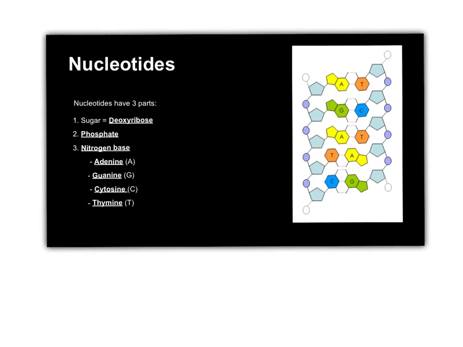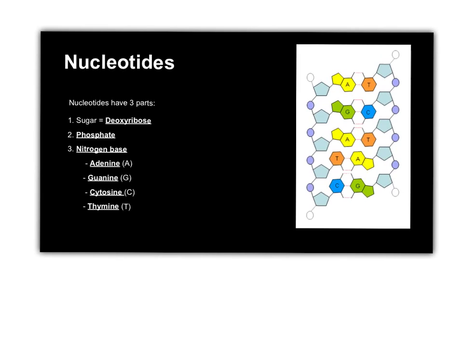Okay, a nucleotide. A nucleotide has 3 parts. It has a sugar, which is deoxyribose, which comes from the name of DNA, deoxyribonucleic acid. So a sugar, deoxyribose. Two is a phosphate. And the third thing is a nitrogen base. And you have 4 nitrogen bases on your DNA: adenine, guanine, cytosine, and thymine.